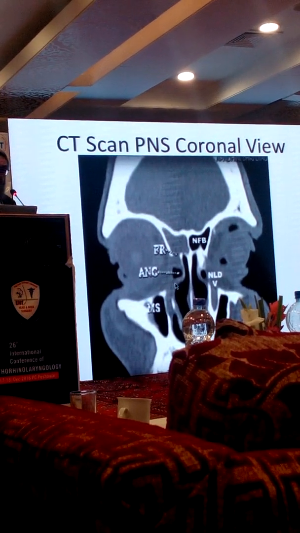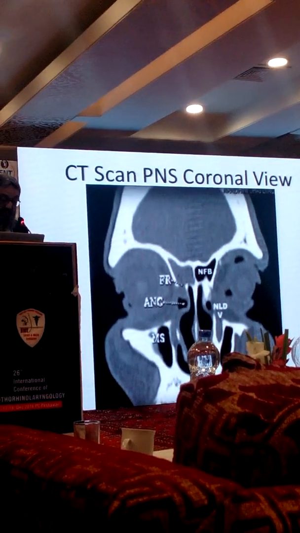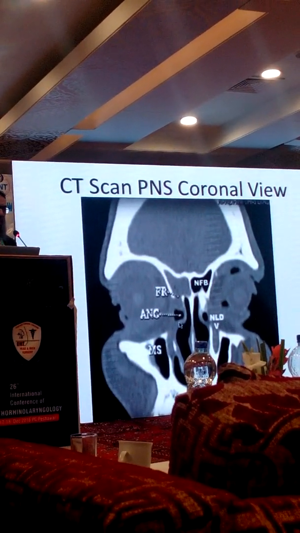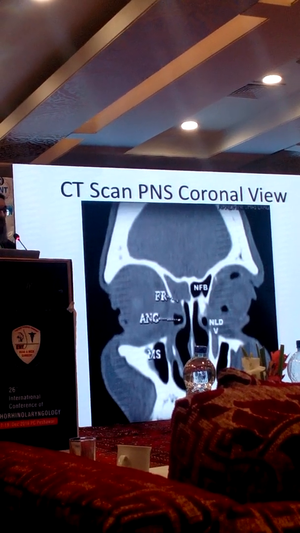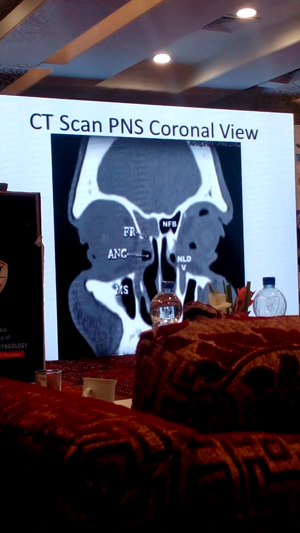And the second cell coming is the agger nasi cell. So the first of these ethmoidal cells is the agger nasi cell. Agger nasi means just a nasal prominence, and when it gets aerated by the frontal sinus, it becomes an agger nasi cell.